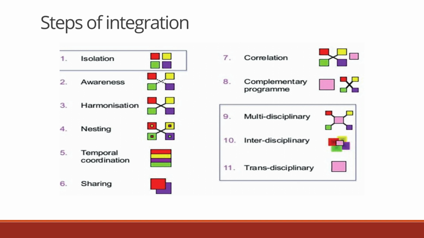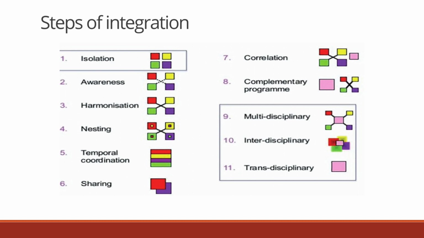Step 2 is awareness. As with isolation, the teaching is subject-based. However, some mechanisms are in place whereby the teacher, in one subject, is made aware of what is covered in other subjects in the curriculum. This can be achieved through appropriate documentation and communication about the aims and objectives of each course, and the content and topics covered in lectures and other teaching sessions. Lecture notes or handouts may be circulated to other course teachers, as well as to students.